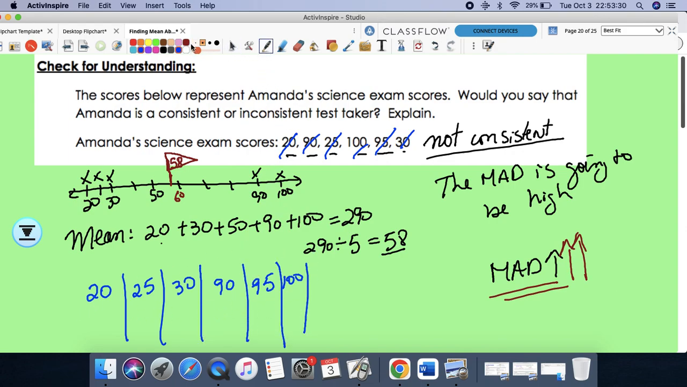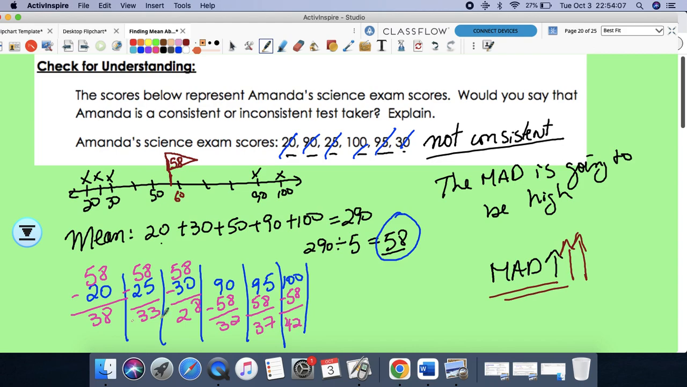And then what are we going to do? Well, we're going to take the mean, and we're going to subtract. So remember, if it's bigger, it goes on top. 58 is bigger, put it on top. 58 is bigger, put it on top. 58 is bigger, put it on top. Okay. 58 is smaller, we put it at the bottom. Right, and subtract, use your calculator. Okay, so these are our answers.